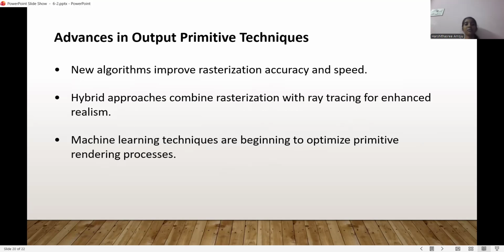Advances in output primitive techniques. New algorithms improve rasterization accuracy and speed. Hybrid approaches combine rasterization with ray tracing for enhanced realism. Machine learning techniques are beginning to optimize primitive rendering processes.